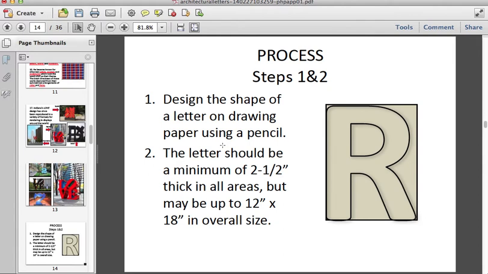When we start putting together our sculptures, we need to start off with the process of designing our letters. So what you're going to do is draw a stencil that's in the shape of your letter. You want to make sure that the letters aren't too thin. You want to have nice broad letters because the letters are going to be three-dimensional and they're actually going to have a front and a back, and the middle is going to be suspended by Dixie cups. So you want to make sure that at no point in your letters are they thinner than 2.5 inches, and they can be up to 12 by 18 in size.